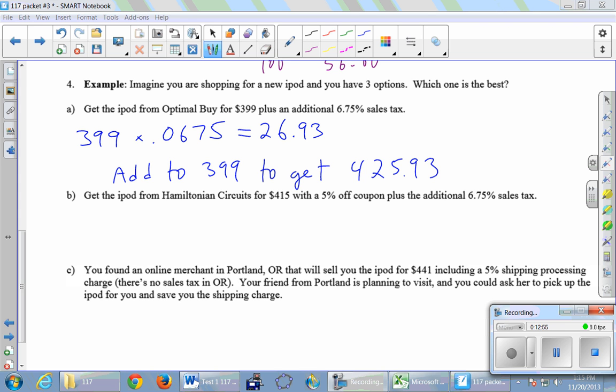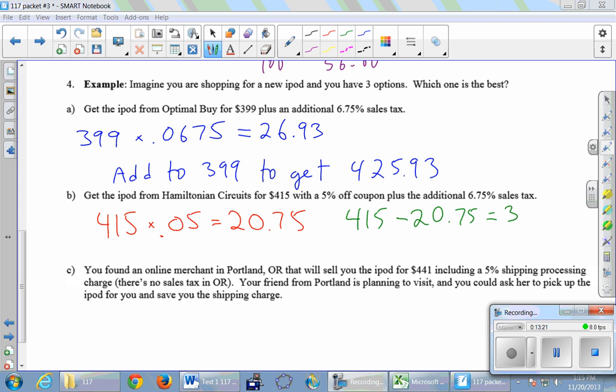You hand them the coupon and they take it off and then they charge you the tax. Okay, so let's take off the 5%. Tax it at the end on the total, right? So 415 and then multiply by what? 0.05. Okay, and then we do 415 and then subtract off. What is it? 394.25. So that's the discounted price, but what do we still need to do with that?